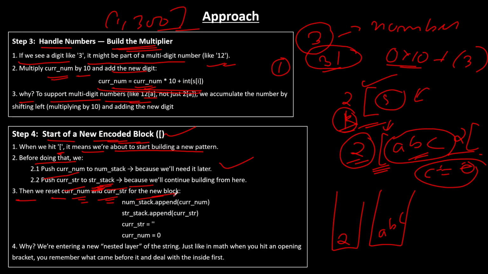Okay. This is what the code would look like. We will append the current number to it. We'll append the current string to the string stack. We clear out the variables. Why do we do it? Again, we're entering a new nested layer of the string. Just like in math, when you hit an opening bracket, you remember what came before it, right? And deal with the inside first. So we have to remember what came before and what is coming right now. So that's why we put it in the stack and refresh the current variables.